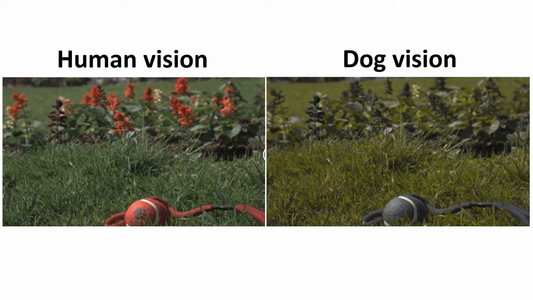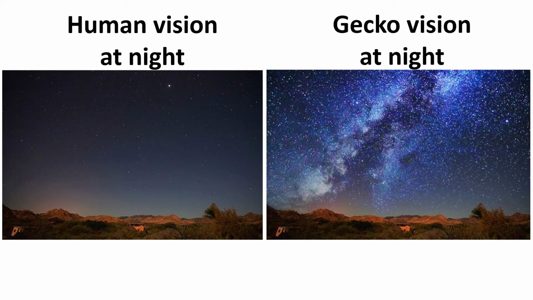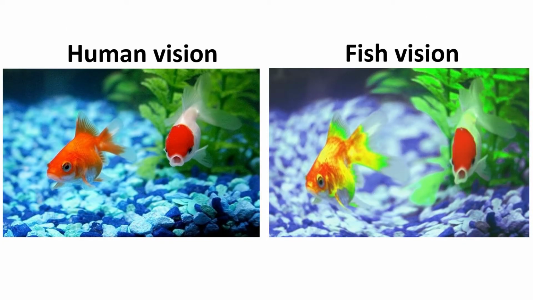Here is an example of human vision versus dog vision. Here is an example of human vision versus gecko vision at night. These lizards can see 350 times better than humans at night. Here is an example of human versus fish vision. Fishes can see ultraviolet rays and also they can see everything more magnified.